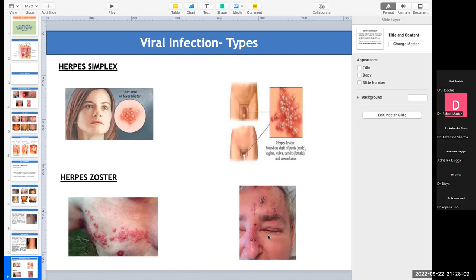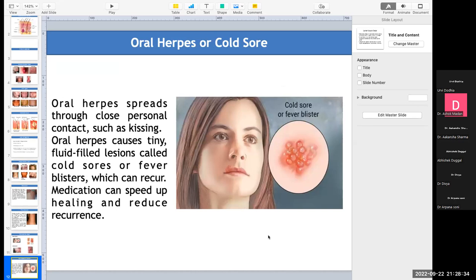So any person coming with severe radiating, unbearable pain, you should suspect herpes zoster, and at least keep them under observation for 2 days. If you're not getting any lesions, then it might be a different thing. But if within 2 days the patient starts developing this cluster, the diagnosis is confirmed. Oral herpes spreads through close personal contact, such as kissing. Oral herpes causes tiny fluid lesions called cold sores or fever blisters, which can recur. Medication can speed up healing and reduce recurrences.